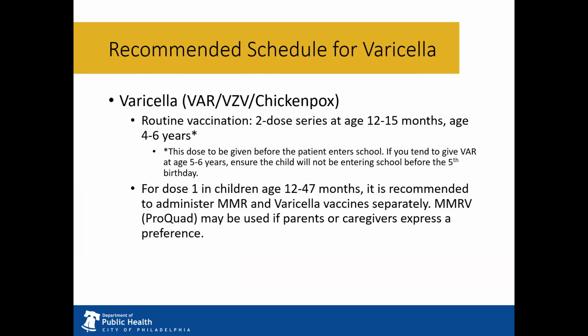This is the recommended schedule for varicella, and this should look very familiar as it is the same as MMR for routine vaccination. Routine vaccination is a two-dose series with the first at 12 to 15 months of age and the second between 4 to 6 years of age. And remember, both doses need to be administered before the child starts school. And a reminder, it is recommended patients receive MMR and varicella separately for their first dose.